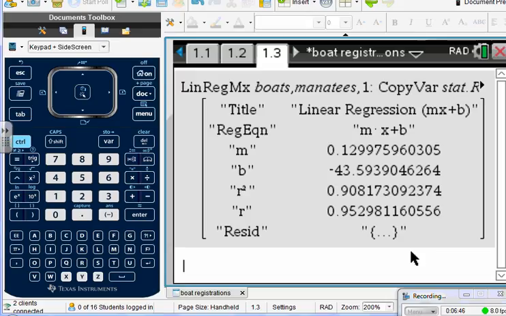0.9529, or 0.953 if we round. Whoops, wrong one. That number right there. Okay, so that's our correlation. Pretty tight, pretty linear, uphill, which we knew. So 0.953.